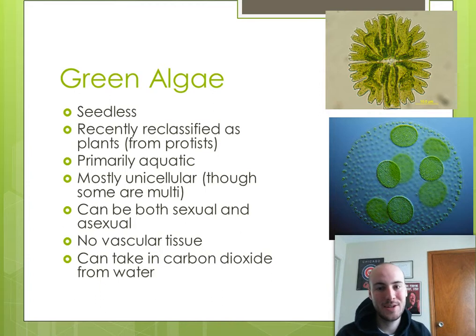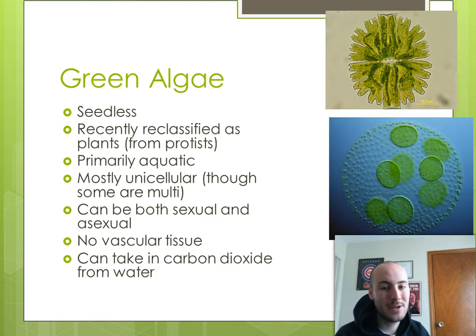So green algae do not use seeds. They are mostly aquatic. There are some green algae that are able to live on land, mainly if they're interacting with fungus in a lichen. They are mostly unicellular, though there are some multicellular algae. They can reproduce both sexually and asexually. We might not go into detail on algae, but we're going to have a whole video talking about how plants reproduce.